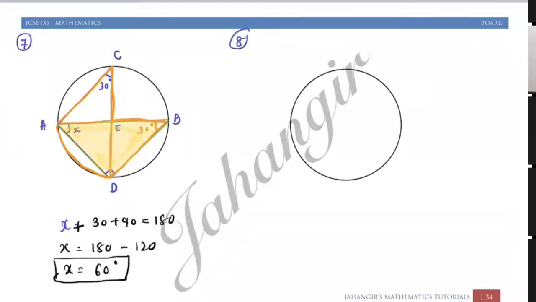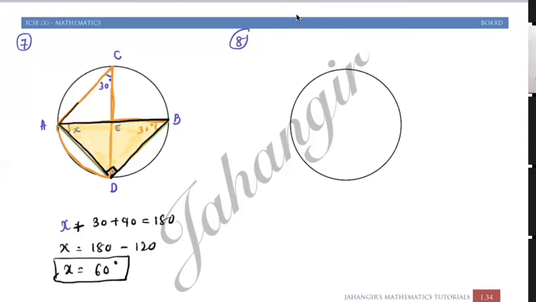Which part? Who wants it? Name? Jinay. See, first we can say AB is the diameter. It is given in the question that AB is a diameter. So any angle inscribed in a diameter is 90 degrees because it forms a semicircle. The first part is clear, the 90 part.